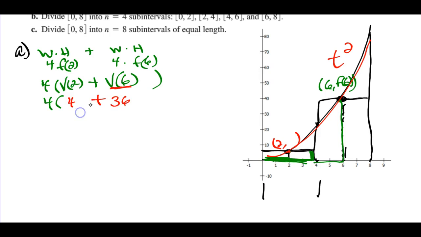Probably should put the parentheses there. It's a little confusing. Let's put the parentheses there. And that's 160. So for part B, they changed the interval.